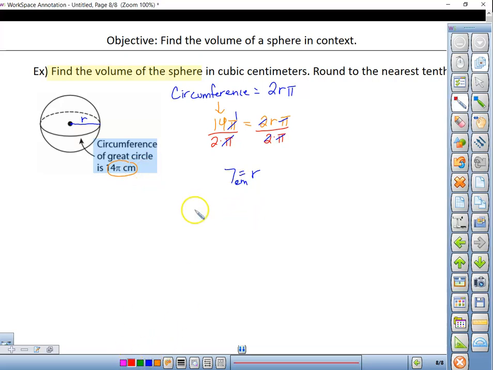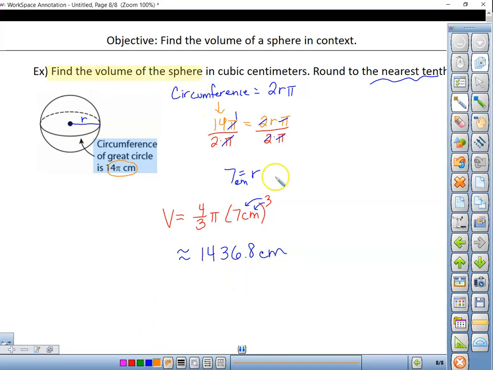And then we can go on to finding volume. So that would be 4/3 times pi times our radius of 7 centimeters, quantity cubed. So again, we have to cube that 7 as well as the centimeters. And here we're rounding to the nearest tenth, so now we can use our calculators. And hopefully you're getting this number. So we're at about 1,436.8 cubic centimeters. So simple context, just volume of the sphere.